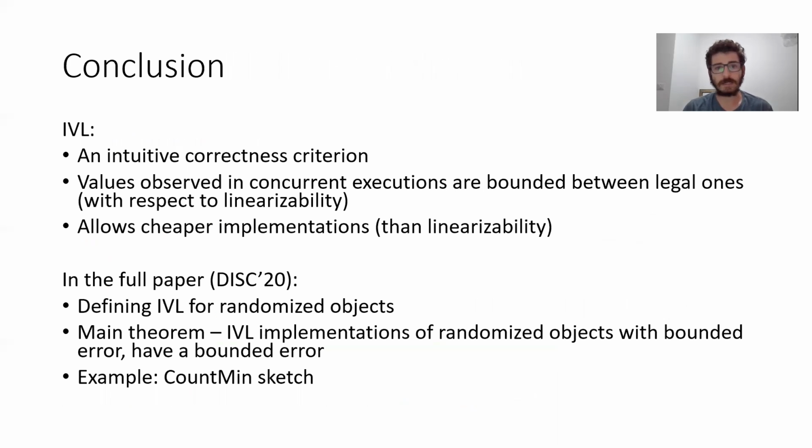In the full paper, in DISC 2020, we define IVL for randomized objects and show our main theorem, that IVL implementations of randomized objects with bounded error also have a bounded error. Such objects are paramount to implementing high-performance, large-scale analytical systems, thus showing the importance of our main theorem. As an example, we present the count-min sketch and show an IVL implementation of a concurrent count-min sketch.